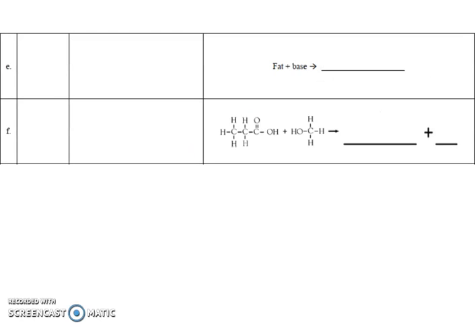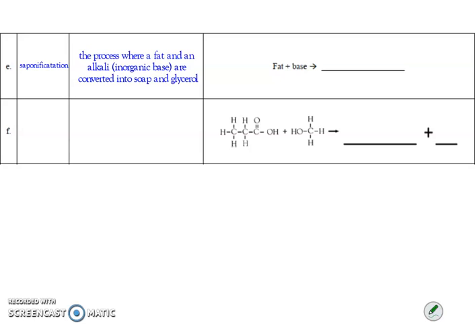So in letter E, you're given a fat plus a base, and when you see a fat plus a base, you must know that that has to be saponification, which is the process where a fat and an alkali, an inorganic base, are converted to two things, glycerol and soap. Anytime you see that fat and a base reacting together, you got to recognize that as saponification.